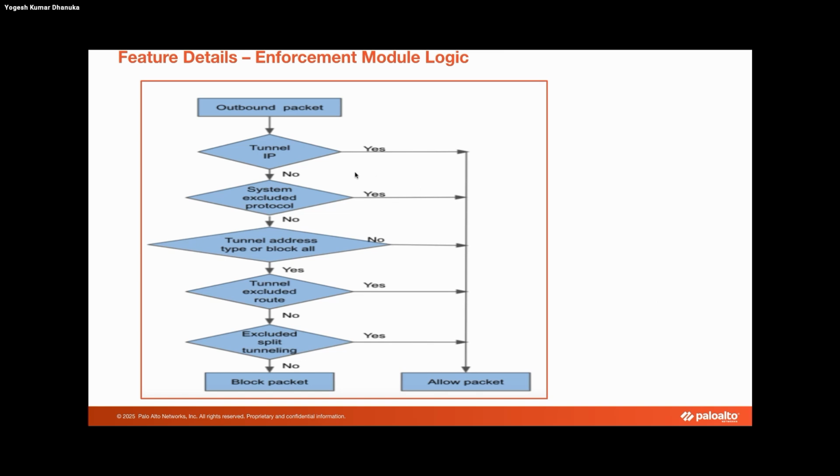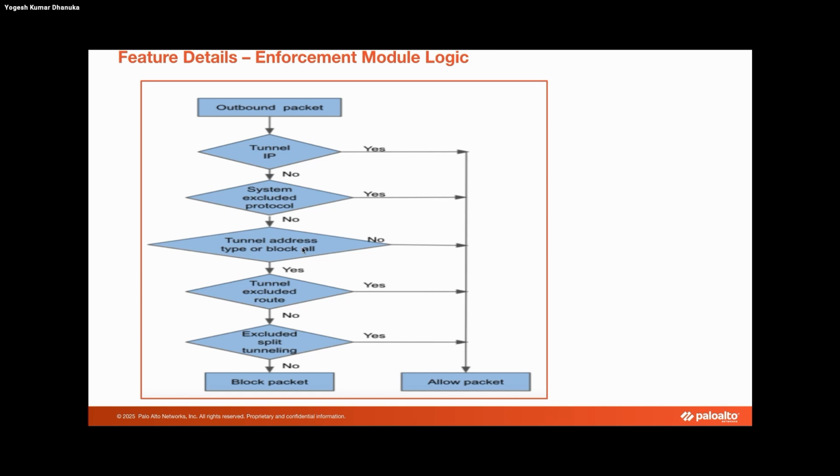Then if the incoming packet is not for the tunnel IP, and it is coming to the physical interface, then the next step is to check if the protocol is excluded or not excluded. For example, if you only enforced it for TCP and UDP, then other protocols are allowed. Then you allow that packet.